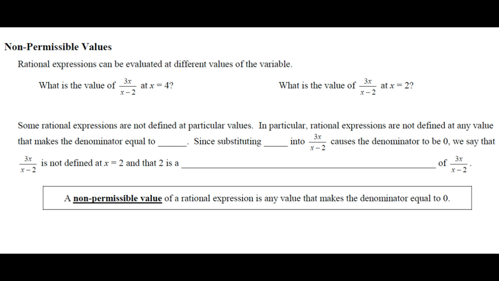Non-permissible values. So if you have a rational expression, sometimes you got a problem. Rational expressions can be evaluated at different values of the variable. What is the value of 3x over x minus 2 at x equals 4? So how would we do this? What would we have to do? Substitute x equals 4, right?